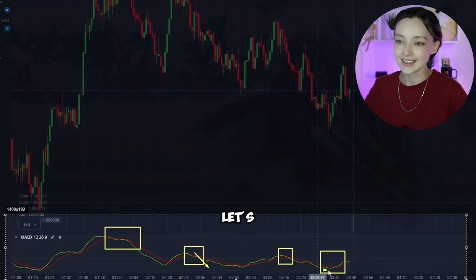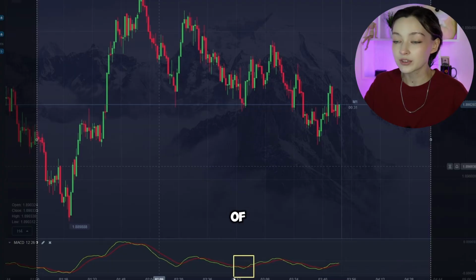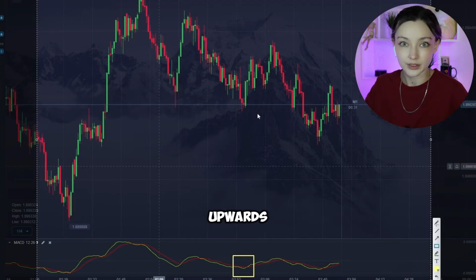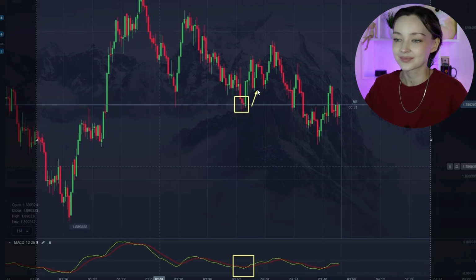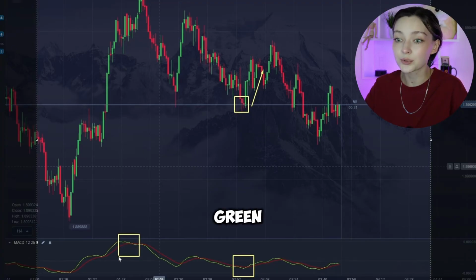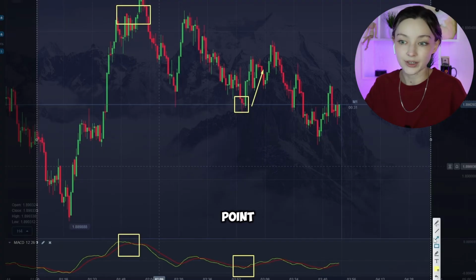So let's analyze an example of that in the chart now. Let's see what we got here. In this case, we see the type of intersection when the green line crosses the red one upwards. And as we can see, the price started rising. Right here, meanwhile, we can see the green line cross the red one downwards. And as we can see, the price started falling at that point.